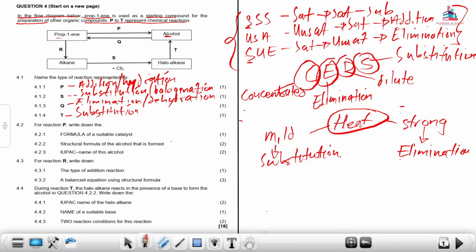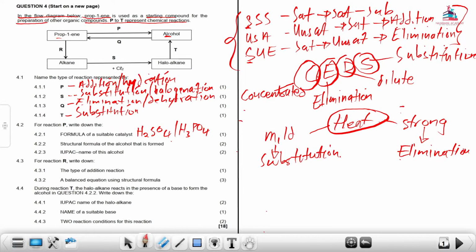Let's look at reaction P. Reaction P is starting from a double bond to an alcohol. So the only catalyst that we are using there is H2SO4, or you can even use H3PO4. Fine. Then the structural formula of the alcohol that is formed.